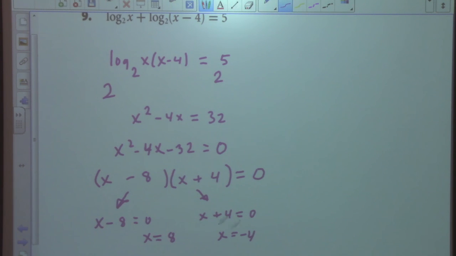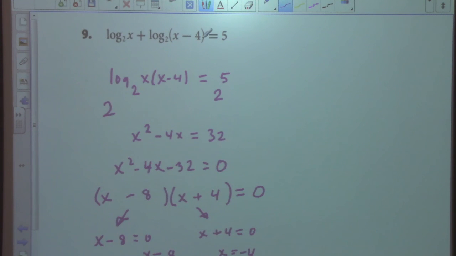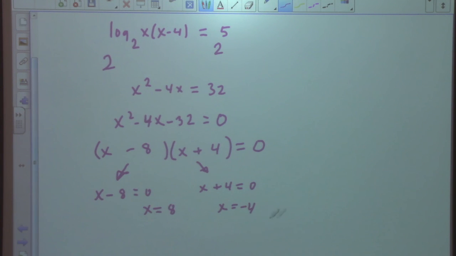Now, you should be able to look at that and figure out that these are the solutions, right? Okay, let's go back here and plug these in. What happens if we plug in negative 4 here? Negative 4 minus 4 is not 0, it's negative 8, right? Can you have log base 2 of negative 8? No, you can't. So this one right here, no.